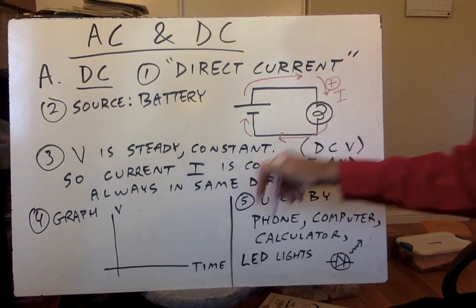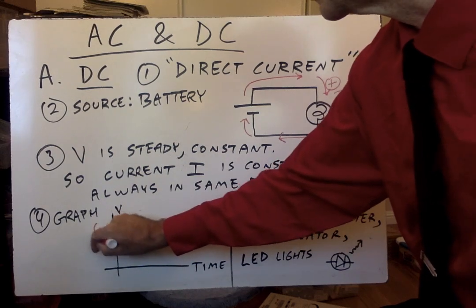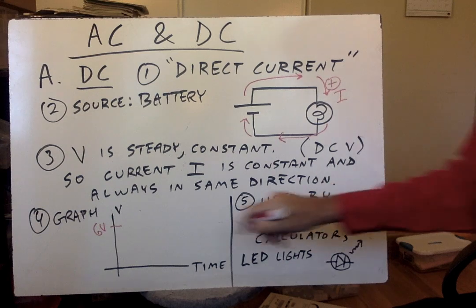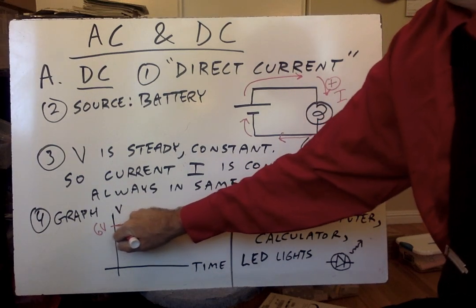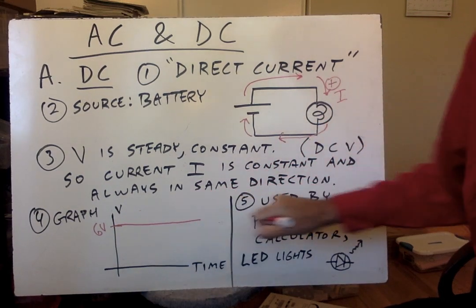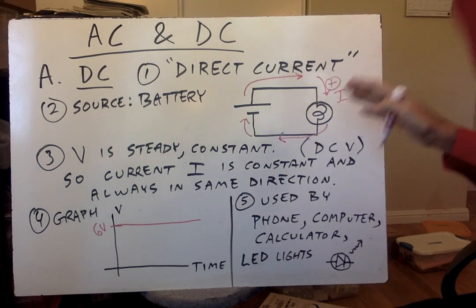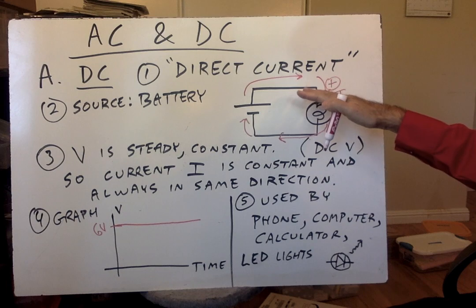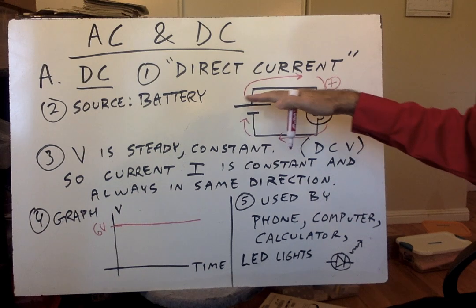If you were to graph the voltage on this 6-volt battery versus time, it would be a really simple, boring graph. It would just look like that. The voltage on the battery just stays constant, always positive, always pushing the current this way. And similarly, if you were to graph the current, it would also be constant.